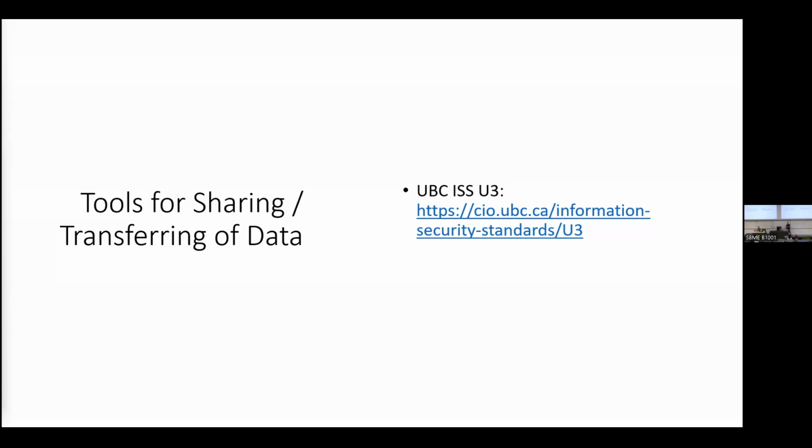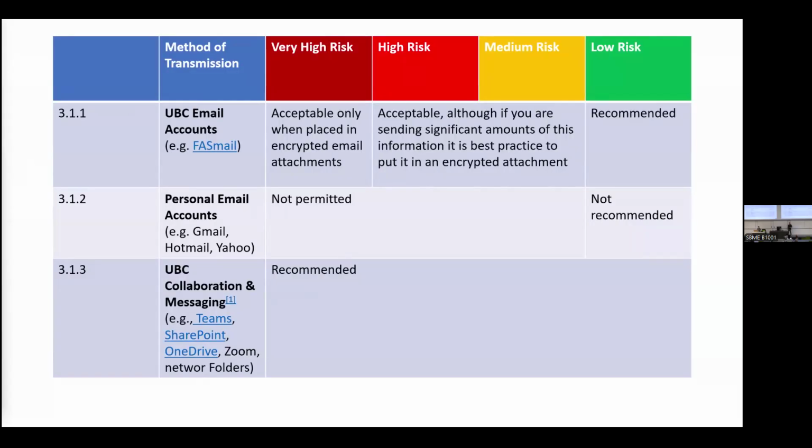So U3 covers tools and sharing of UBC electronic information. And I'll walk through basically what's in that standard in a nutshell, but there's a lot more information in the standard than just this one table. So this talks about, based on my classification, which is what you see across the top, very high risk through low risk, what kind of tools can I use? And the first one is just email accounts that are UBC email accounts, not your Gmail, not your personal email, actual UBC ones.